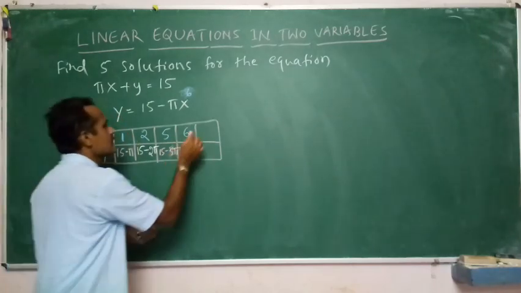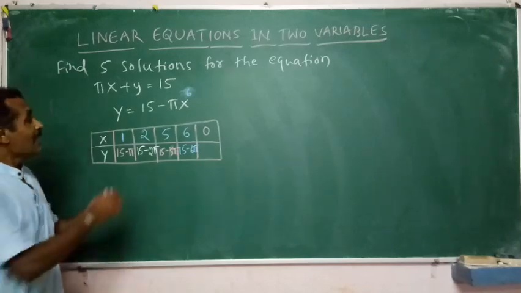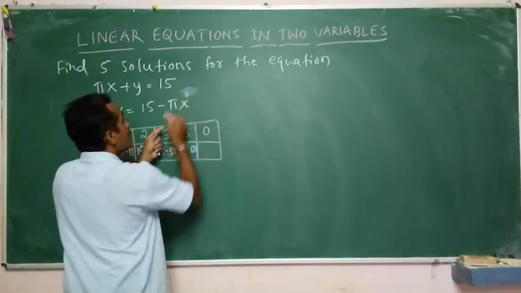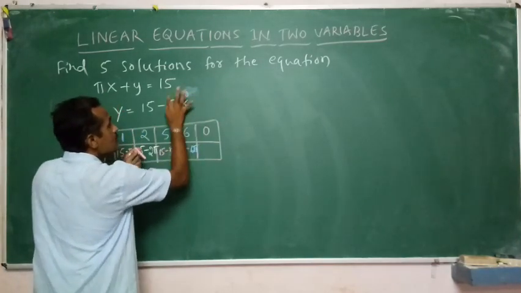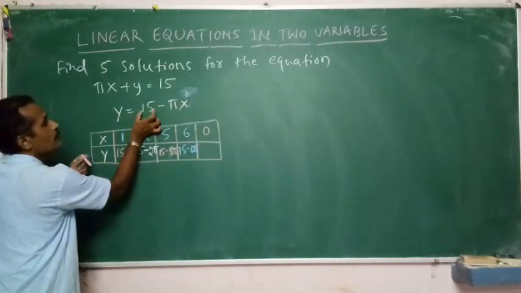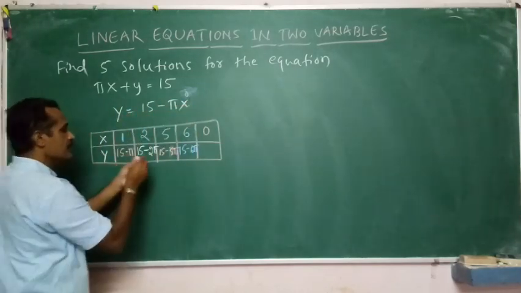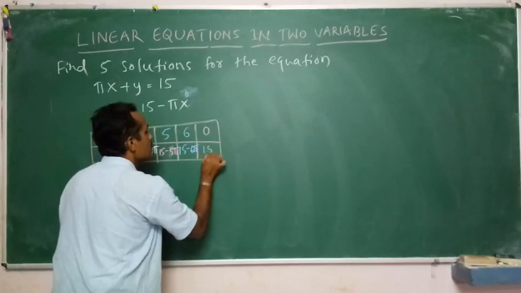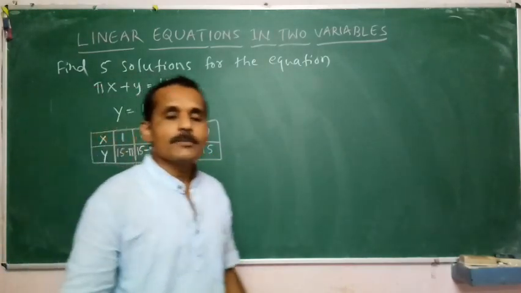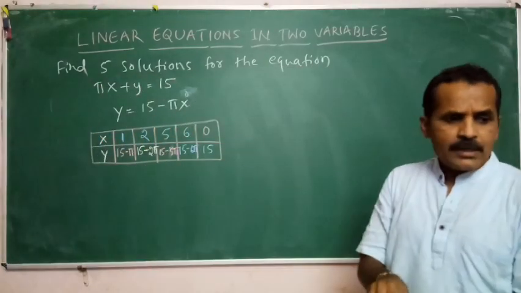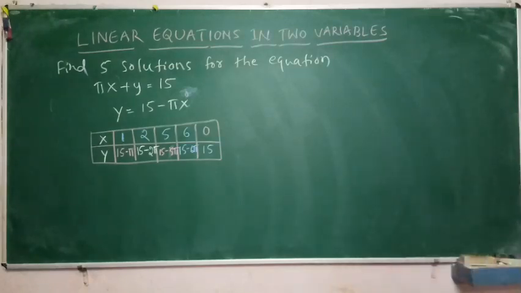At last I will put x is equal to 0. That means the entire portion becomes 0, and y is equal to 15 minus 0, which gives you 15. So y is equal to 15. This is how the problem can be solved. Let me go for one more problem.